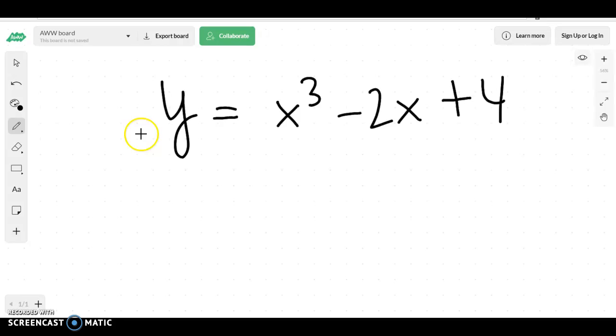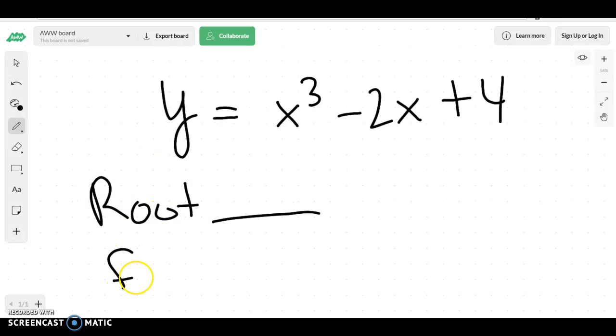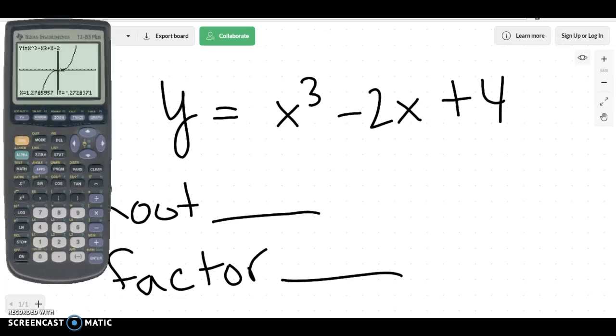Let's try another one. Let's take this problem right here, and now we're going to look for its root, and then we're going to find its factor. So for this problem, what I would do is, again, we want to see what this thing looks like graphed. So we're going to go to this, and we're going to type in our new one, which is 2x plus 4. We're going to hit graph.